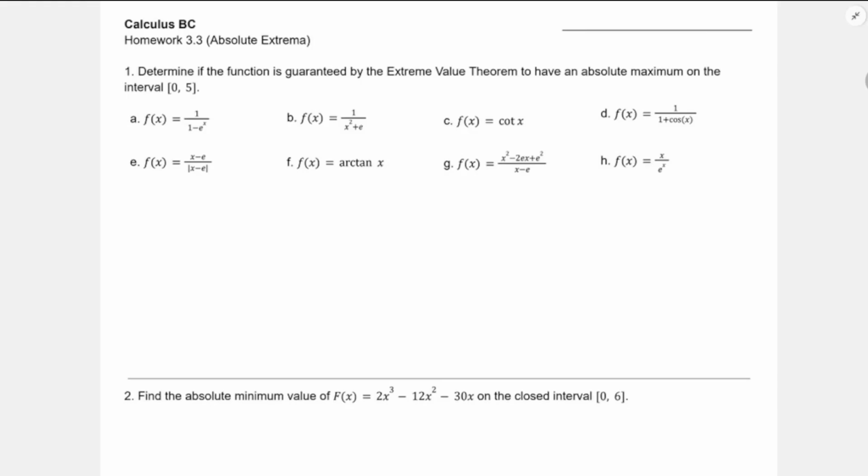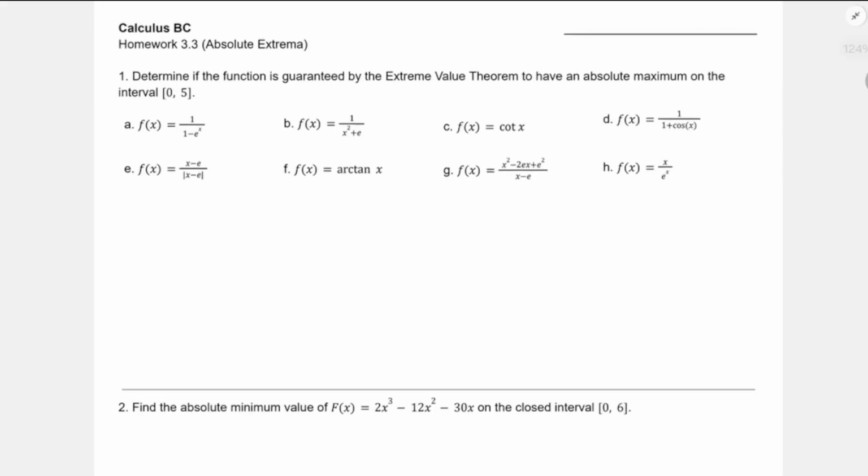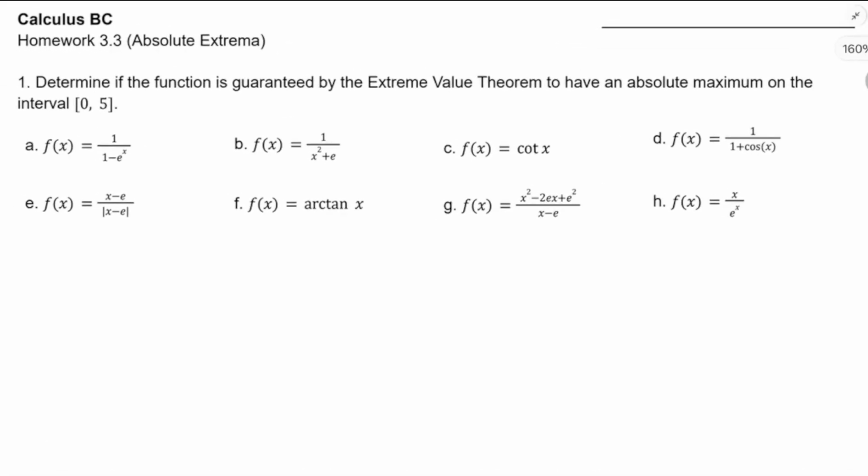Alright, in this video I'm working Calculus BC Homework 3.3, which is about absolute extrema, extreme value theorem, candidates test, closed interval test, whatever you want to call it. Okay, so the first question is determine if the function is guaranteed by the extreme value theorem to have an absolute maximum on the interval 0 to 5.